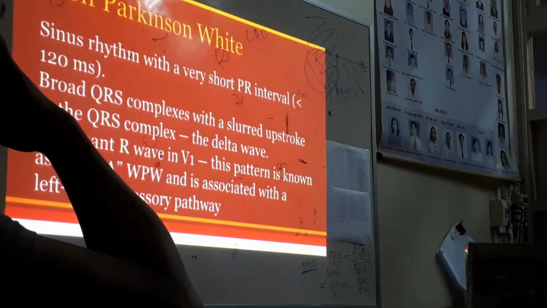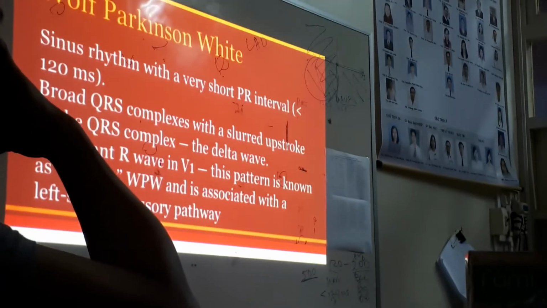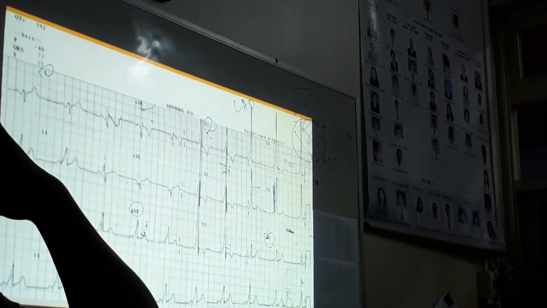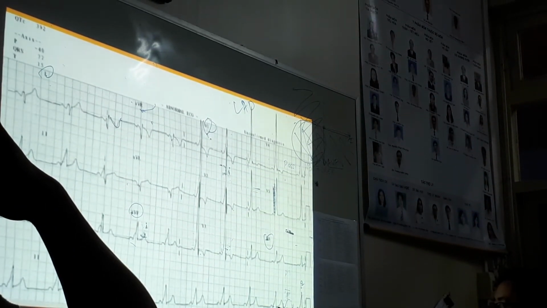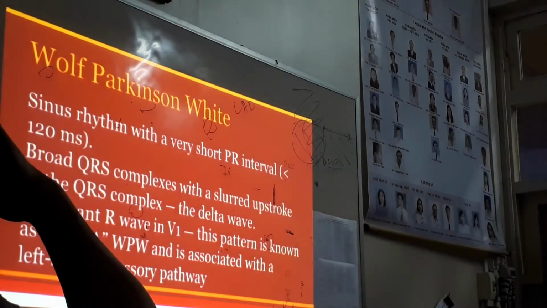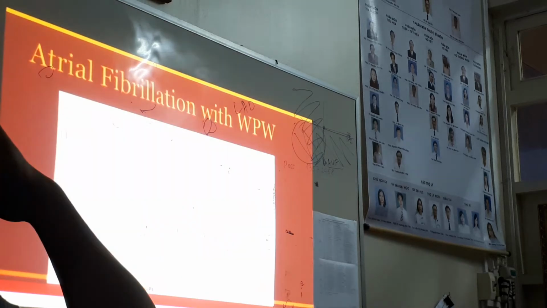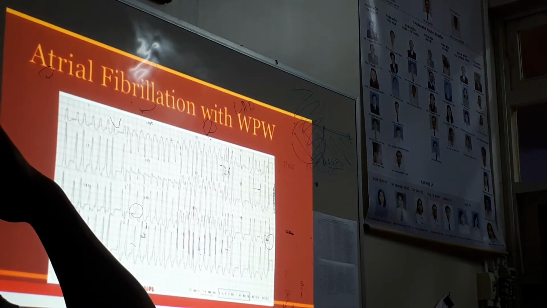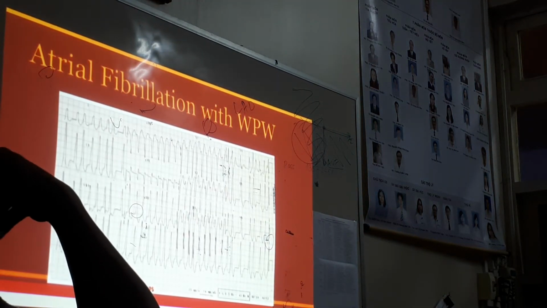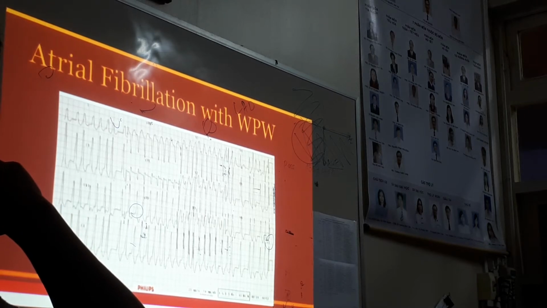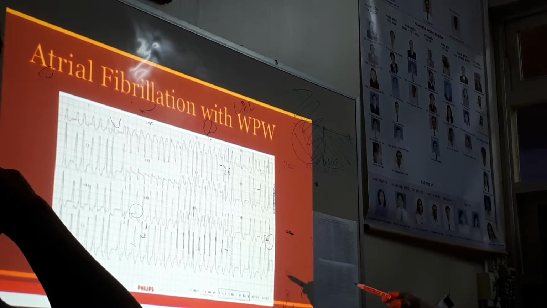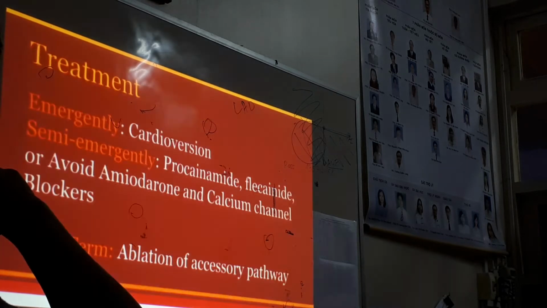So it's like what you were talking about, Wolff-Parkinson-White. We had a very short PR interval, and then we had a long QRS. Okay. And that's pretty much it. The problem is you can have atrial fibrillation or atrial flutter that can cause you, if you go into this rhythm, you're not going to have enough filling time in your heart, and you'll pass out.